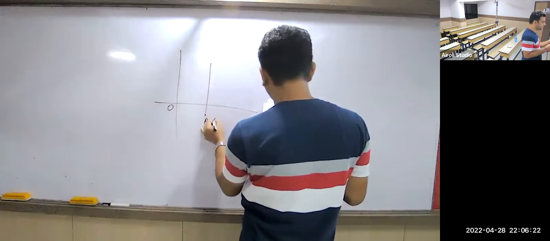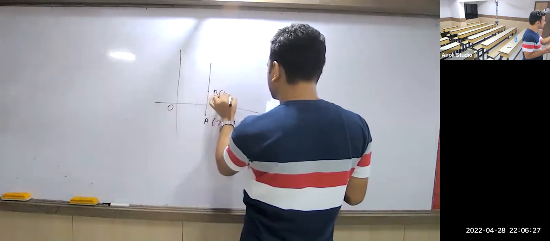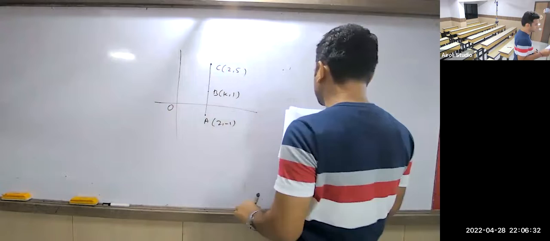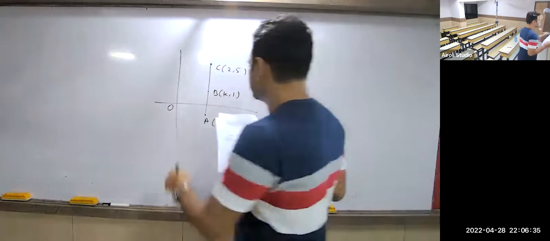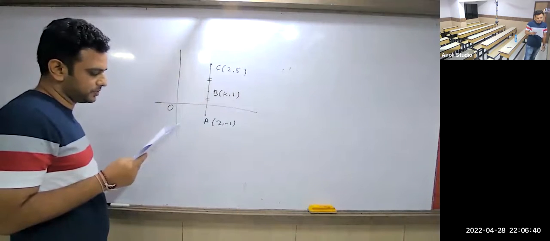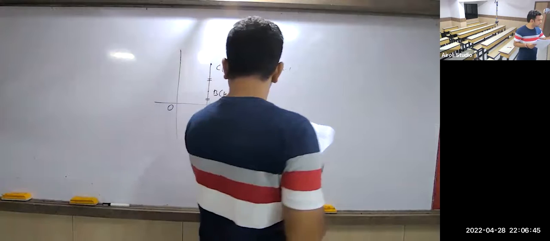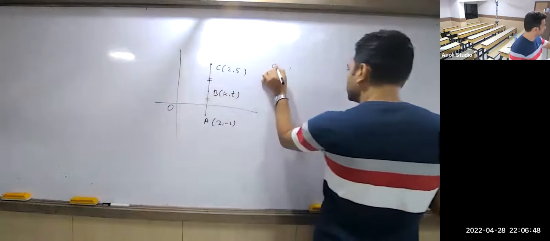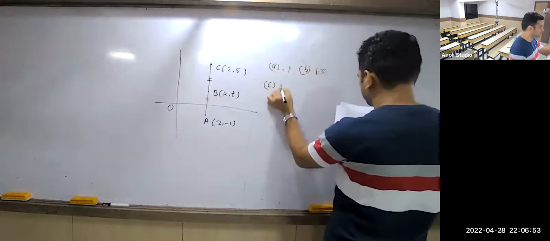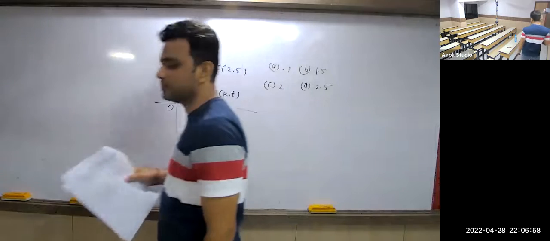Let's say I'm having one point A, 2 comma minus 1. B point is K comma 1. And this C point is 2 comma 5. So point B is the midpoint. Midpoint means this length equals this. What is the value of K? So we have to find the value of K. Options are A 1, B 1.5, C 2, and D is 2.5. Try this.